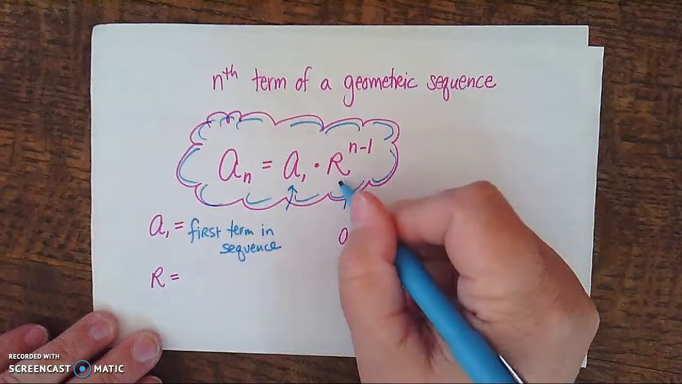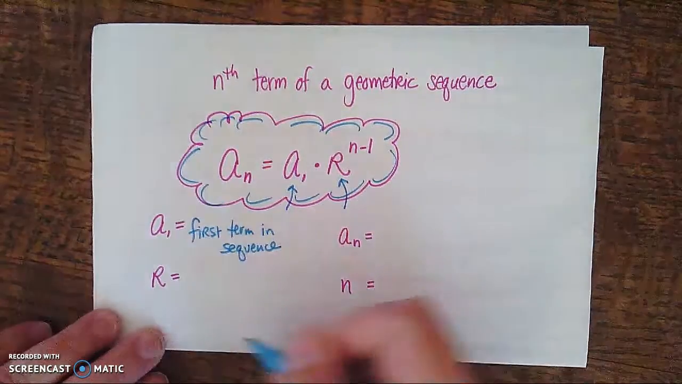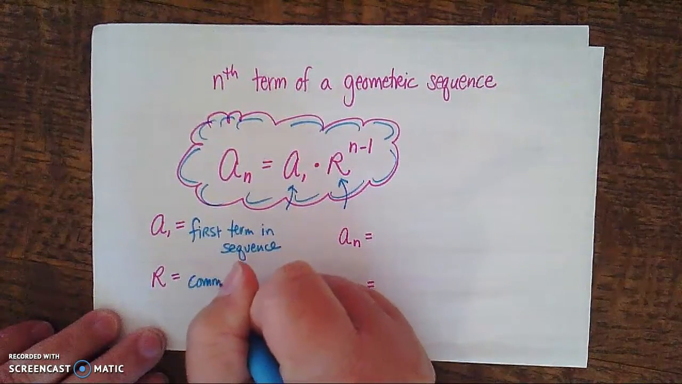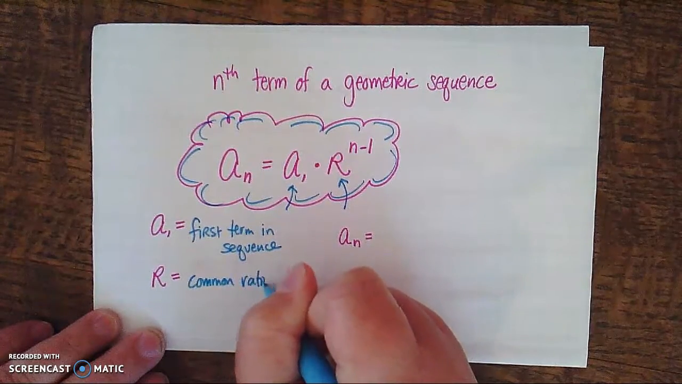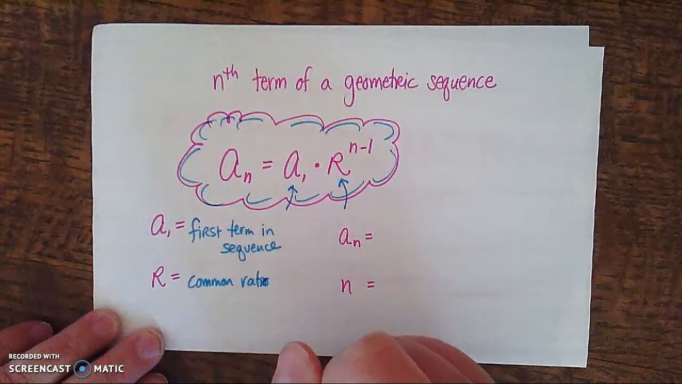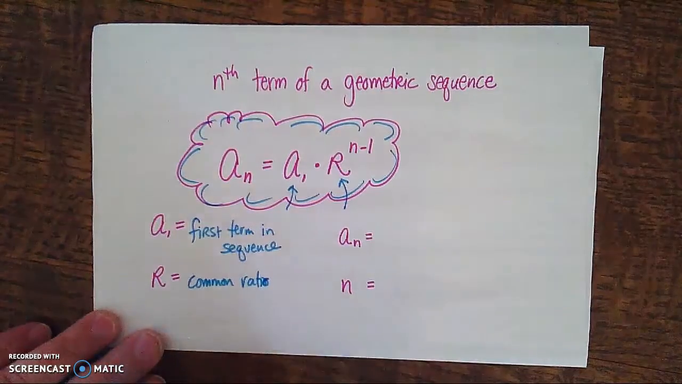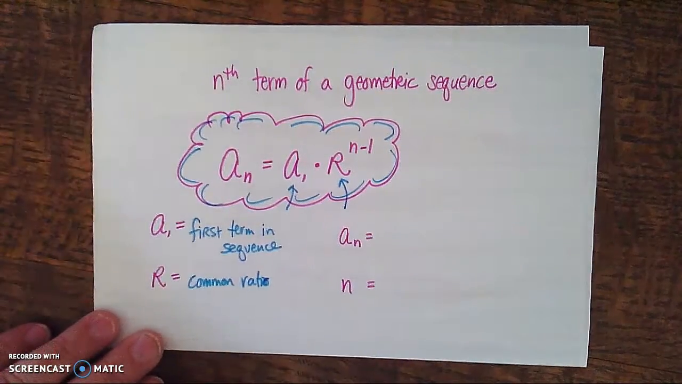The next one, the r. That stands for your common ratio. What are you multiplying by every time? Your common ratio. That's that 1/3 on the last page, or that -4. Your common ratio.